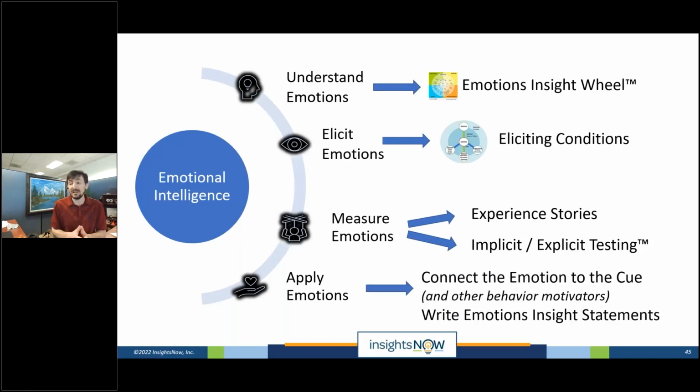And then finally applying that, connect the emotion to the cue. That's my core advice to everybody: how do I make it simple? Connect the emotion to what's causing that emotion, right? And understand why that matters to a person in life. So write emotion insight statements.